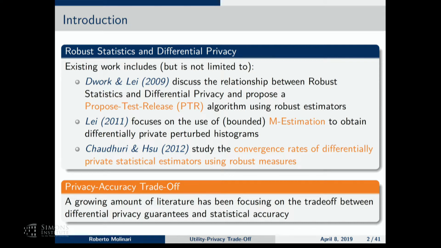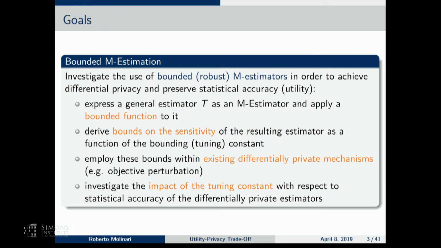Along this line, this talk aims at understanding if some tools that exist in robust statistics and in bias correction can help in preserving differential privacy, let's say pure differential privacy, and at the same time improve the statistical accuracy of these differentially private outputs.